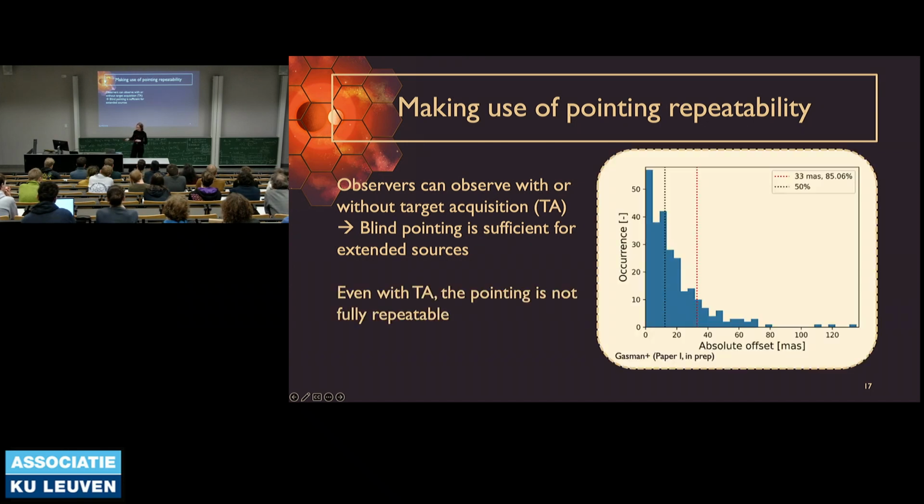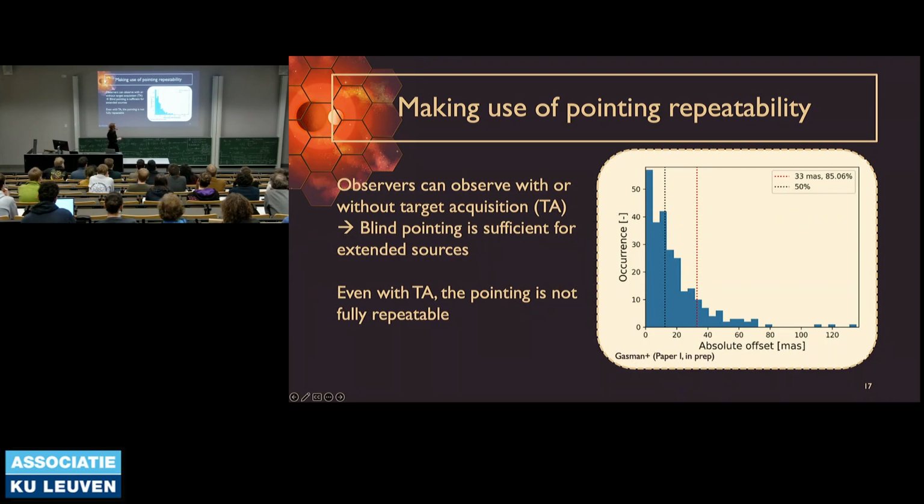Unfortunately, even with target acquisition, it's not as repeatable as we want it to be. So this is all of the pointings in offset from cycle 1, so all of last year. And this is where you would expect it to land at a 0 offset, and this is the distribution of where things actually landed.